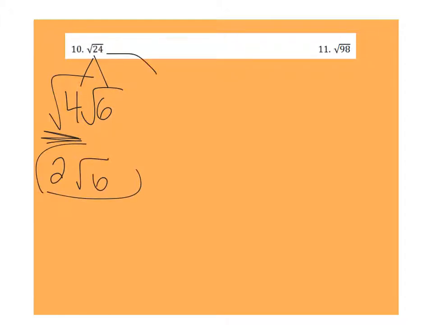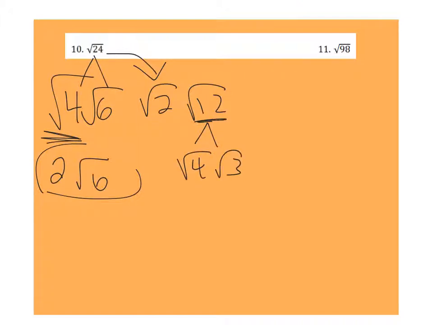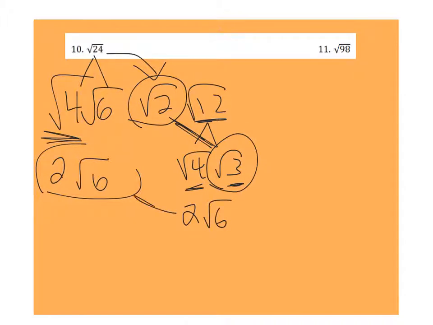Now, what a lot of kids do is they end up trying to go, well, square root of 2 and square root of 12, I can't simplify that anymore. Well, yes, you can, because 12 can be split into 4 and 3. Square root of 4 is now 2, but then you've got this square root of 3 and this square root of 2. Those go back together underneath, and you get 2 square root of 6. So you get the same thing.